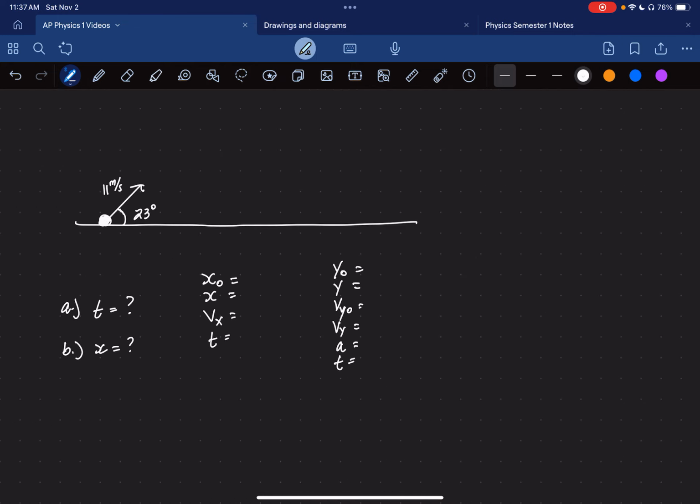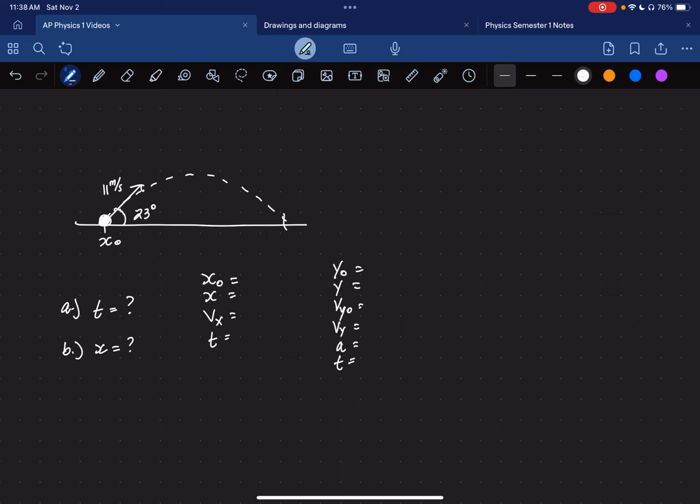Imagine we have a soccer ball and we are kicking it up and to the right with an initial velocity of 11 meters per second at an angle of 23 degrees above the ground. The ball will make a trajectory that looks something like that. This will be its path through the air. I didn't draw that trajectory perfectly, that's fine. We want to know how long the soccer ball is in the air and how far horizontally it goes.